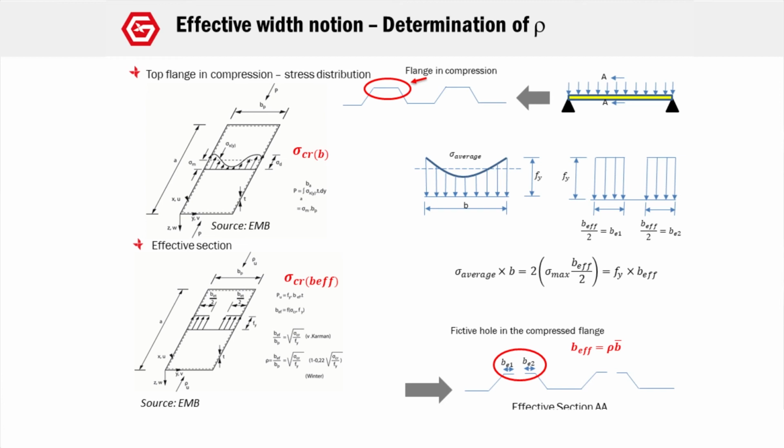The engineer prefers to work with a simplified situation, and we would like to work with sigma critic function of B effective. B effective is a new length, and with this length, the stress is uniform, and the value of sigma critic is equal to Fy. The question is how to determine B effective. B effective is equal to rho multiplied by B bar. Now the question is, what is rho? And we will see after how to determine it.